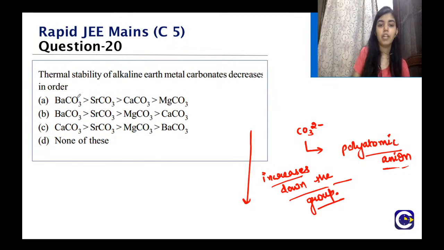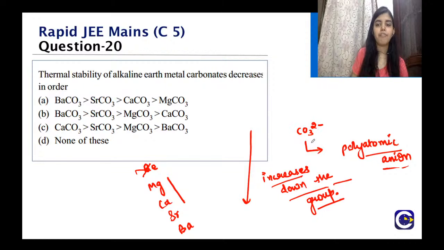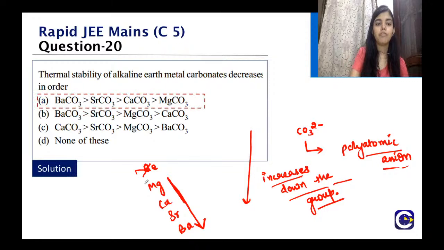Right. So here these are the group 2 elements. What are group 2 elements? Beryllium, magnesium, calcium, strontium, barium. So beryllium is not there. Because carbonate is a polyatomic ion, the stability of the metal carbonates increases down the group. So here barium carbonate will be more stable, then strontium carbonate, then calcium carbonate, and then magnesium carbonate. So answer for question number 20 is A.